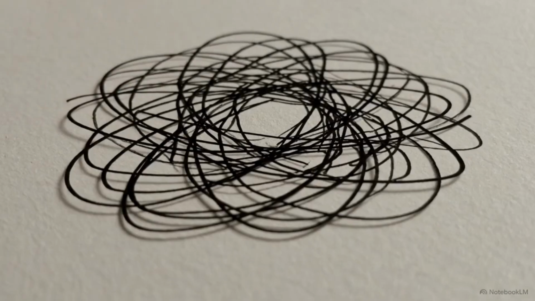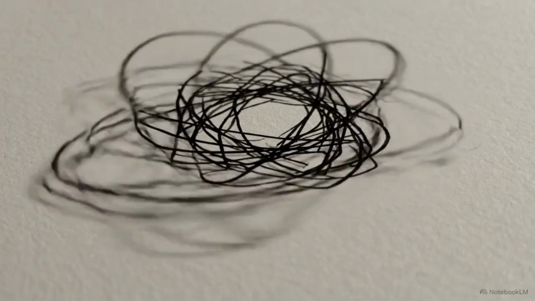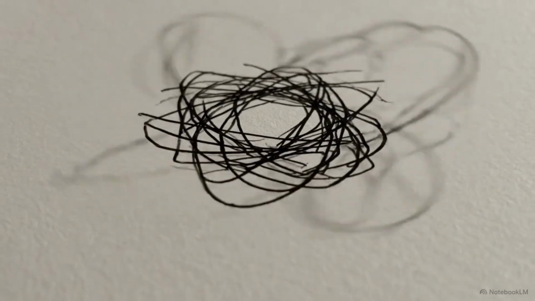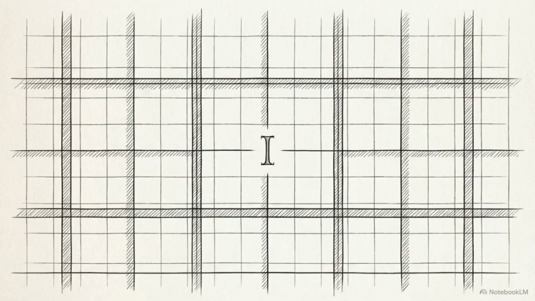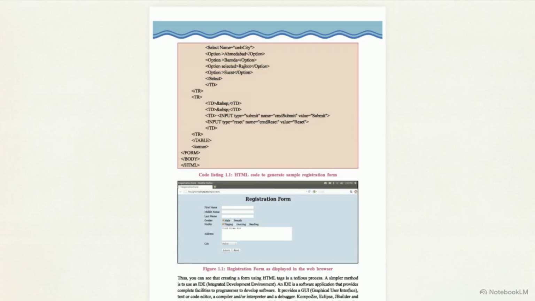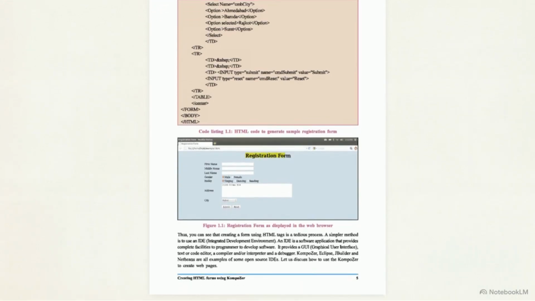Building a web page from scratch can feel like trying to untangle a massive knot of threads in the dark. Every single piece of structure has to be manually positioned and typed out. This image shows the raw HTML needed for a basic web form. Writing tags line by line is slow, and one missed bracket breaks the layout. But the goal is a clean, functional registration form, seen here in the browser.